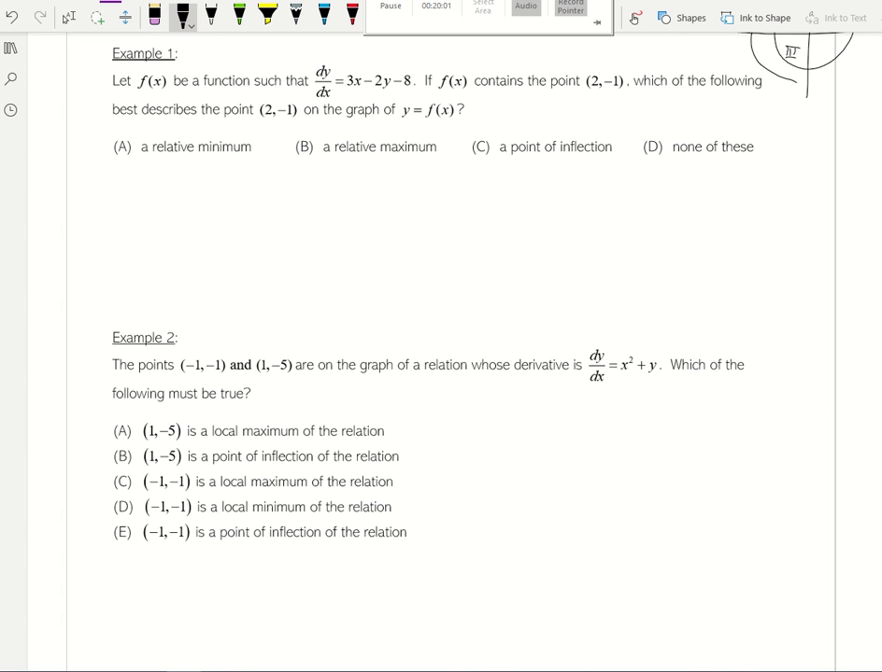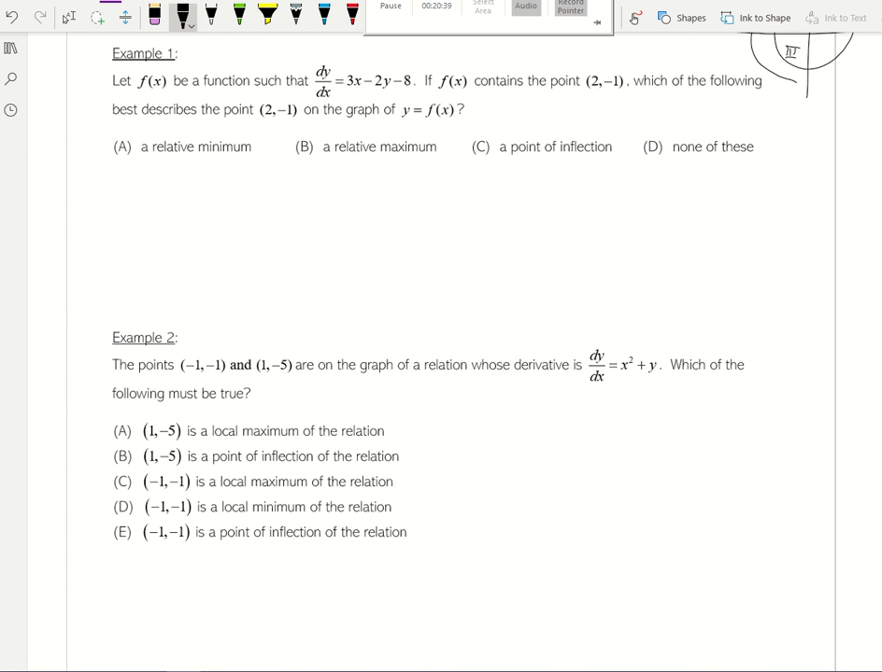f of x is a function where dy dx equals 3x minus 2y subtract 8. If f of x contains the point 2, negative 1, which of the following best describes 2, negative 1 on the graph of y equals f of x? Now if you look at all these terms here, how would I figure out relative minimum, for instance? What would have to happen? It's where it changes, you do a number line of the critical points and the endpoints. Yeah, so dy dx would equal 0, and it would have to go from negative to positive.